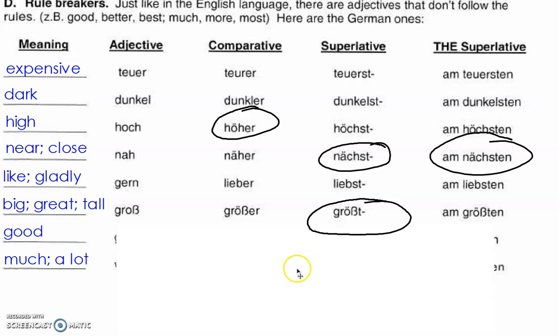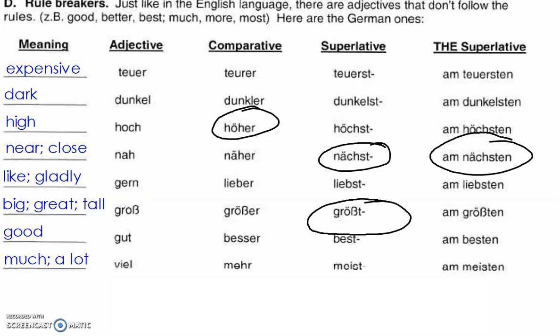And then we move on to gut, besser, best, am besten. This is similar to English, good, better, best. And then much or a lot. That's viel, mehr, meist, am meisten. So much, more, most. So again, that's also similar to the English, but completely different from that regular positive adjective form. These rule breakers you're just going to have to memorize.